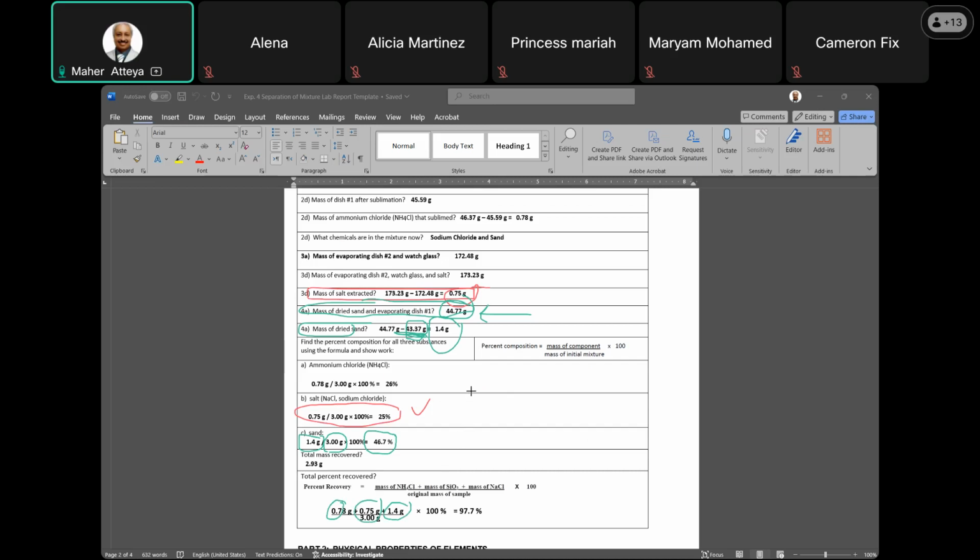You add all those grams, which are given here, the ammonium chloride is here, correct? And this 1.4 is the sand. So 0.78 is the ammonium chloride, and the salt is 0.7 here. You add them up, divide by the total, and you get a total recovery of 97.7, so it's now about 98%. This is excellent recovery. Correct? Excellent recovery. And this is the ratio, about 25 to 25 to 47, something like this, or 46%.